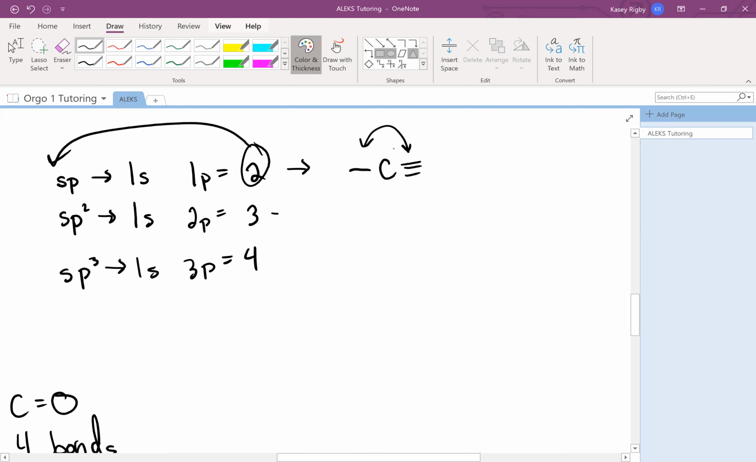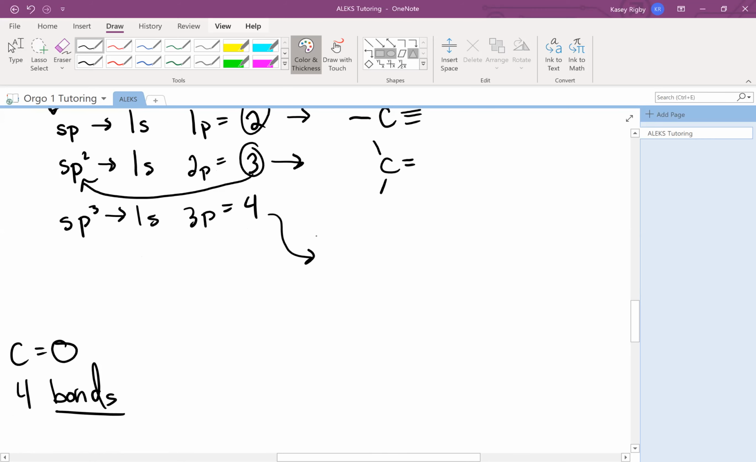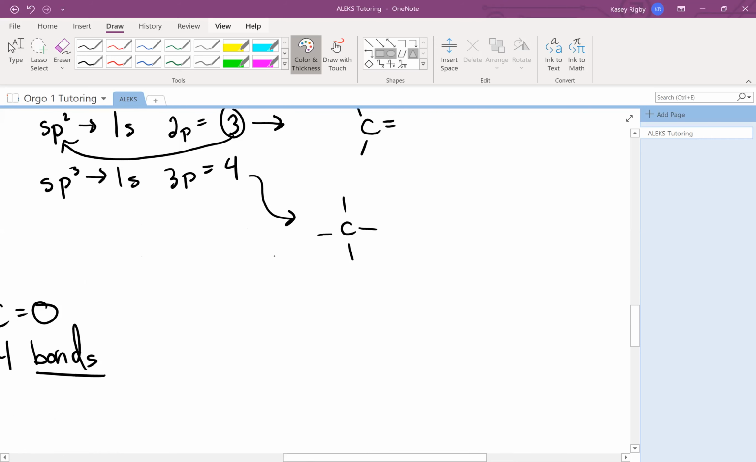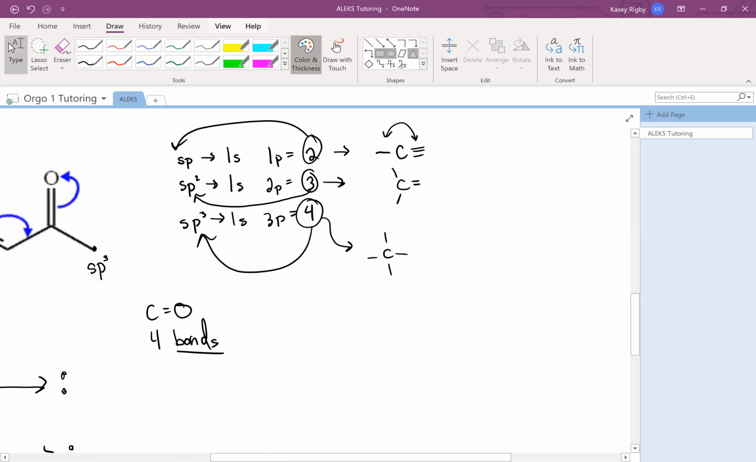Now, if we're looking at sp2, usually it's going to be a C double bonded to something and then single bond, single bond. It has 3 electron groups, so it has a total of 3, which corresponds with sp2. sp3 usually corresponds with just a carbon having 4 single bonds around it. 4 corresponds with 4, which corresponds with sp3. That's how I always remembered it. If you guys have a better way, then by all means do it. I just wanted to share that with you guys.